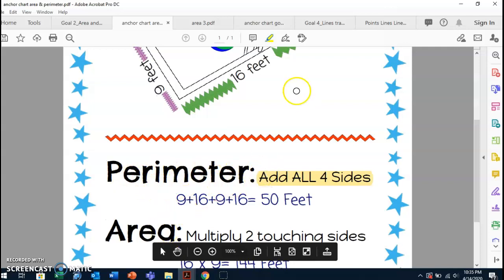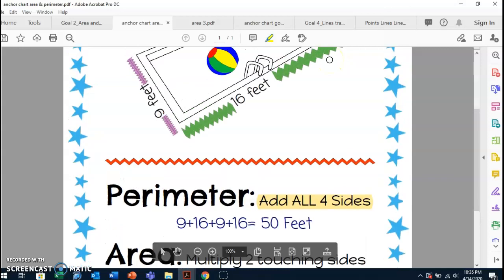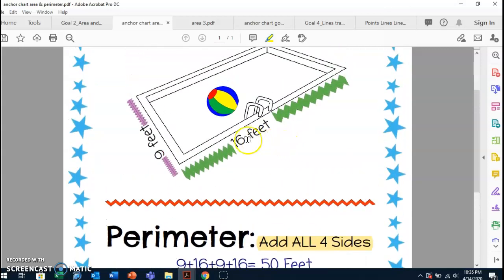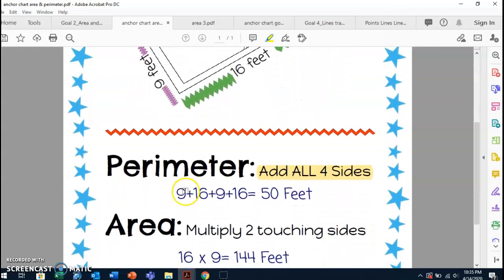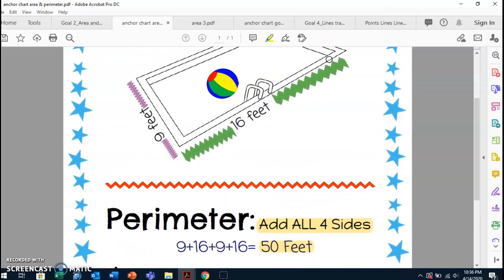So perimeter would be, if you have a 16 here, you have a 16 right here. If you have 9 feet here, you have 9 feet over here. And you could always use your anchor chart, which you have right there. So it would be 9 plus 16 plus 9 plus 16 equals 50 feet. So 50 feet would be your perimeter for this particular rectangle.